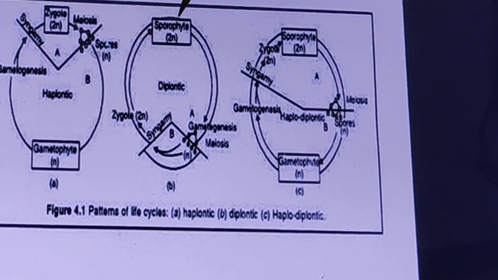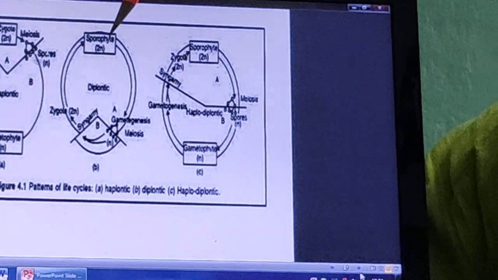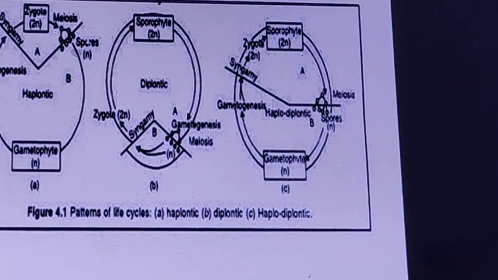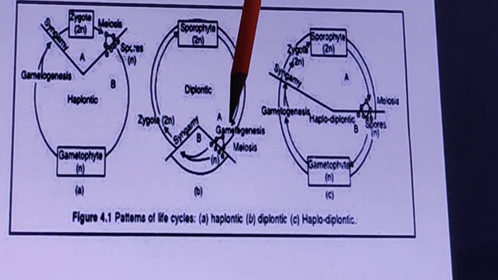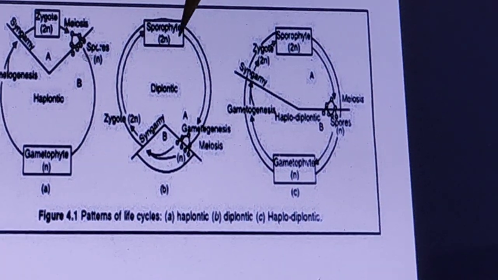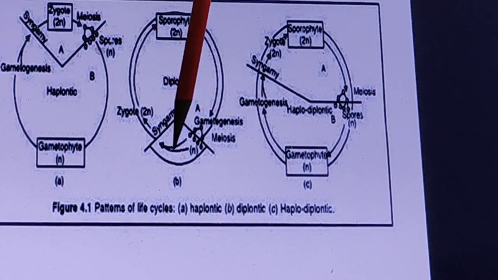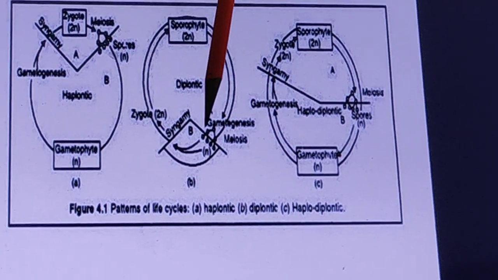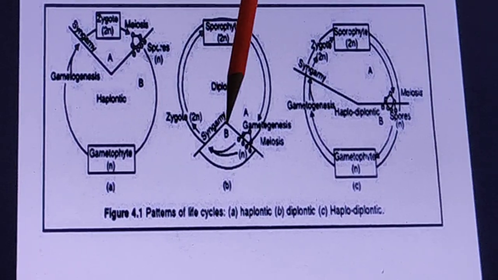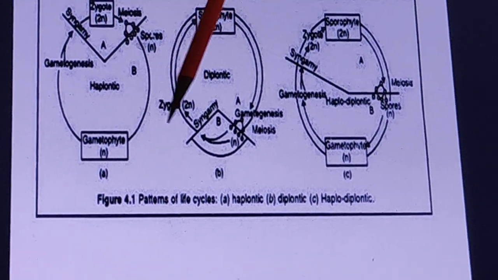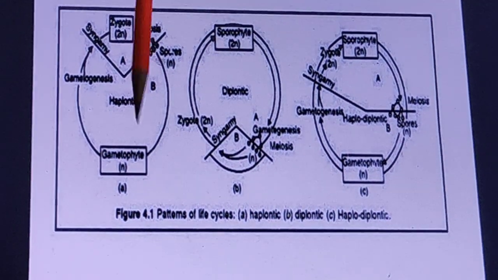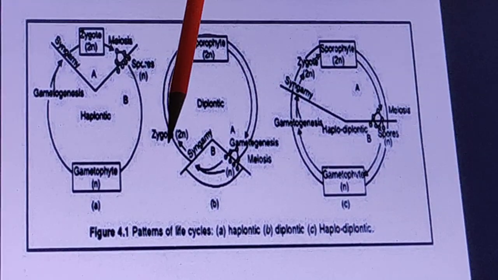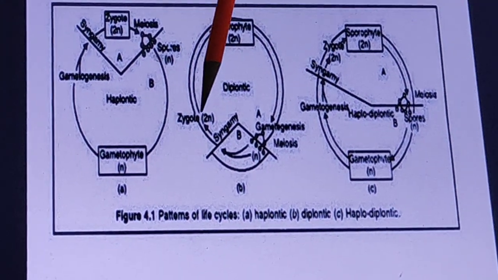In diplontic life cycle, the main plant body, the parental organism, is sporophyte, right? So, being diploid, when it undergoes gametogenesis for the process of sexual reproduction, it undergoes meiosis and produces male and female gametes. When they fertilize, there is the formation of zygote. So, zygote is diploid. Parent cell haploid, zygote is diploid. Parent cell diploid, zygote is also diploid. So, zygote is always diploid.